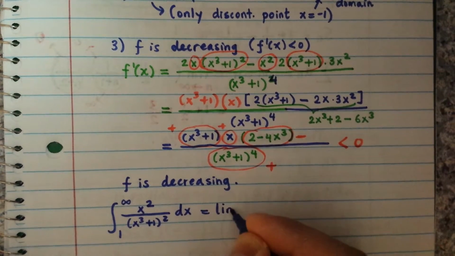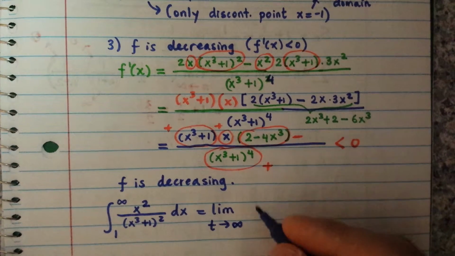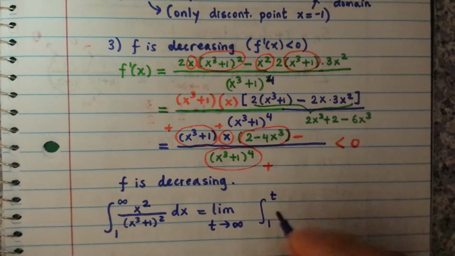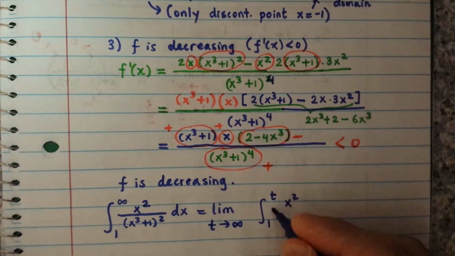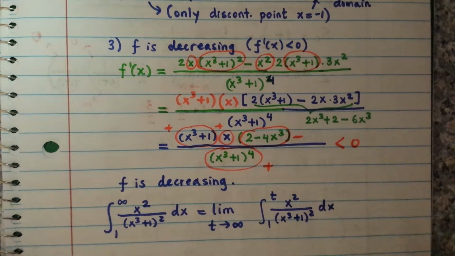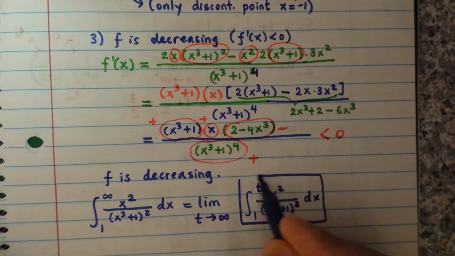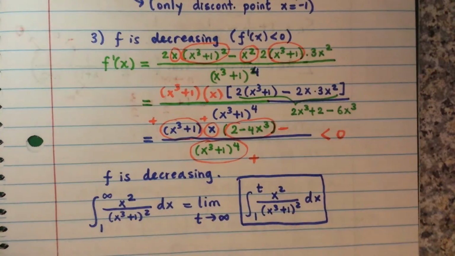So that will be the limit as t goes to infinity of the integral from 1 to t of x squared divided by (x cubed plus 1) squared dx. Now you see we can just compute this part separately. So I'm going to use a different color, but let's just compute that one separately.